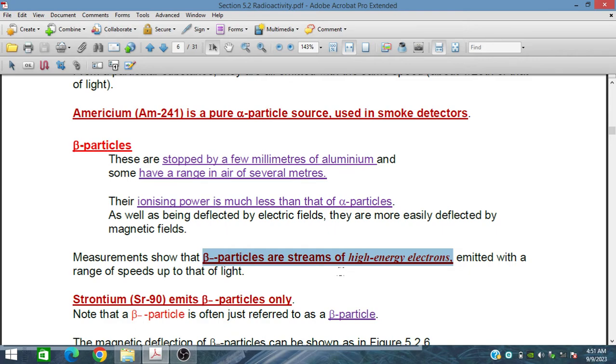Strontium-90 emits beta particles only. Note that a beta negative particle is often referred to simply as a beta particle.